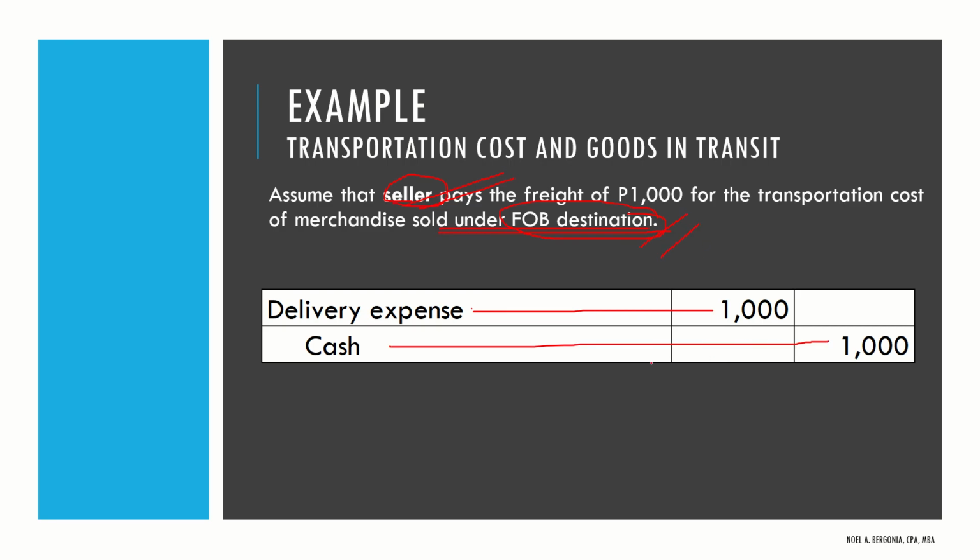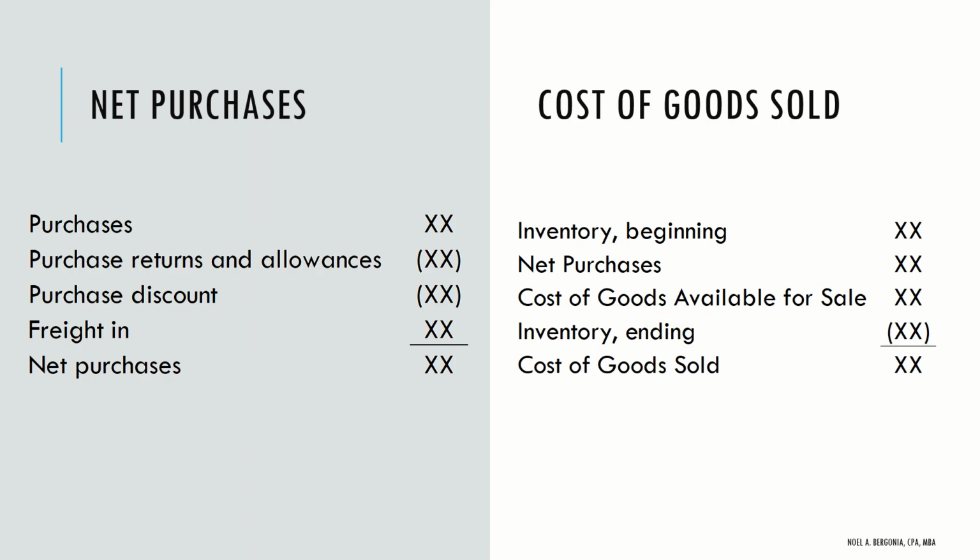Okay, so ang freight in lang po, which is dadagdag doon sa series of transactions natin kanina in the computation of net purchases, is kapag FOB shipping point lang po. Okay, FOB shipping point lang. FOB destination, hindi po tayo magre-record ng transportation in or freight in kasi it will be the seller. Okay? So are we good? Okay. So again, if you do have any questions, please let me know ha.